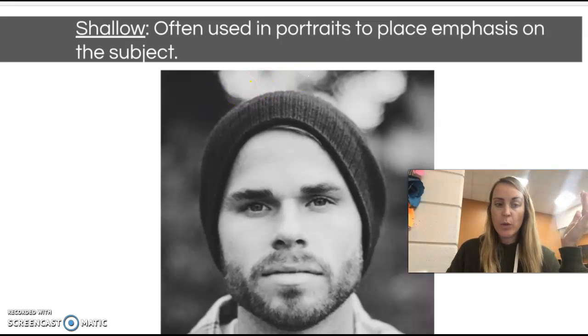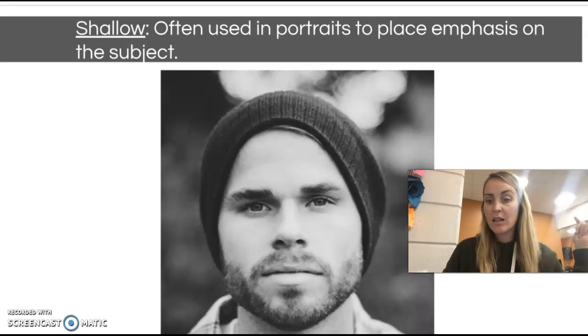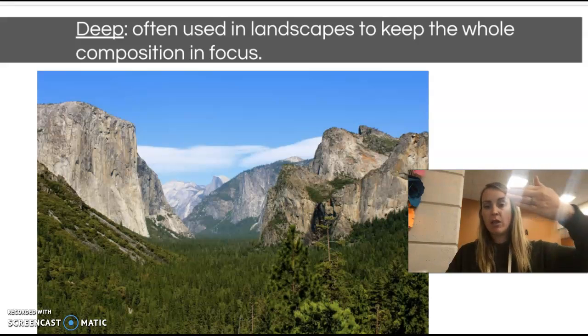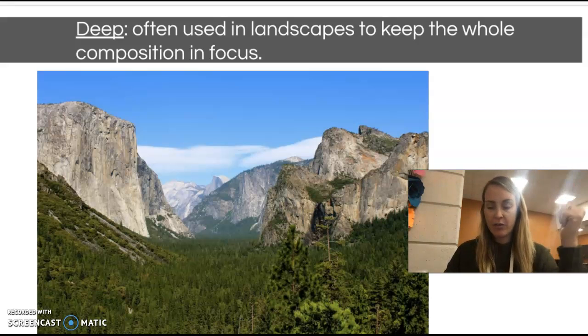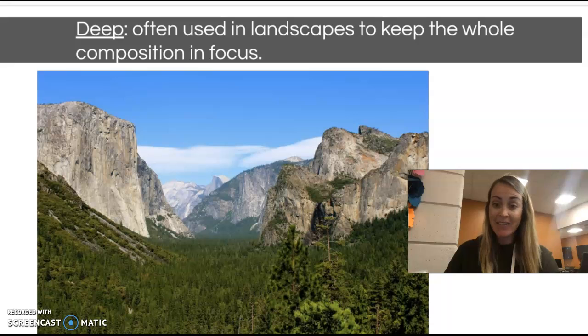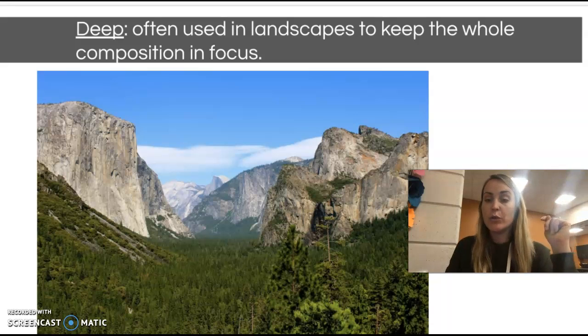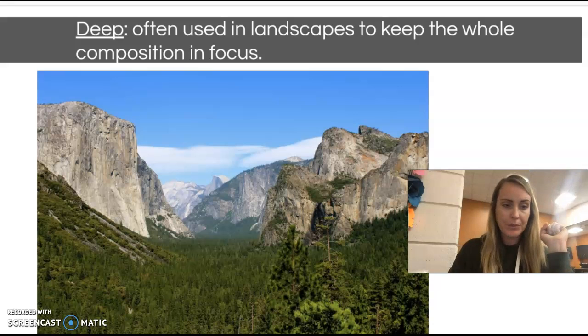So what do you think we would use a high f-stop or a small aperture for? We use those to get that deep depth of field. We use those in landscapes so that we can see the foreground, the middle ground, and the background of our subject, right? We don't want anything blurred out in a landscape. We want to see everything. So because we want to see everything, we need to have a deep depth of field. We need to use a high f-stop. We need to use a small aperture.